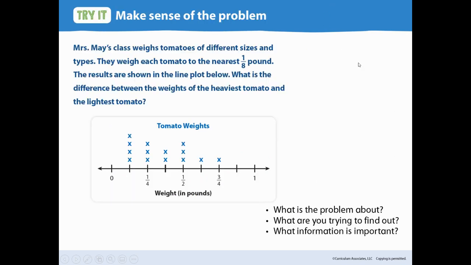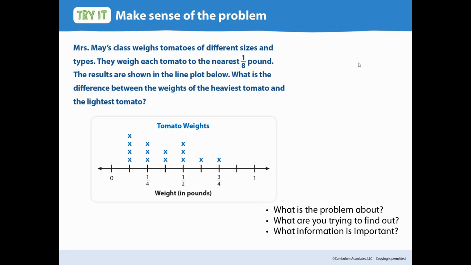On page 553, here's our question for today. Mrs. Mary's class weighs tomatoes of different sizes and types. They weigh each tomato to the nearest 1/8 pound. The results are shown in the line plot below. What is the difference between the weights of the heaviest tomato and the lightest tomato? So one more time. Mrs. Mary's class weighs tomatoes of different sizes and types. They weigh each tomato to the nearest 1/8 pound. The results are shown in the line plot below. What is the difference between the weights of the heaviest tomato and the lightest tomato?